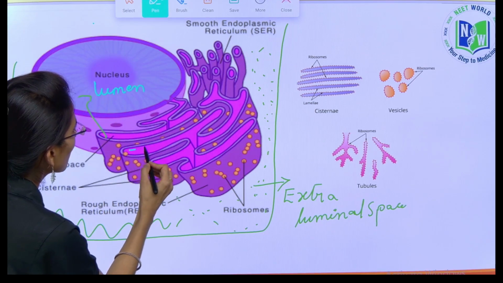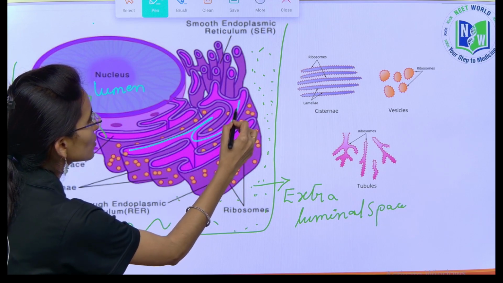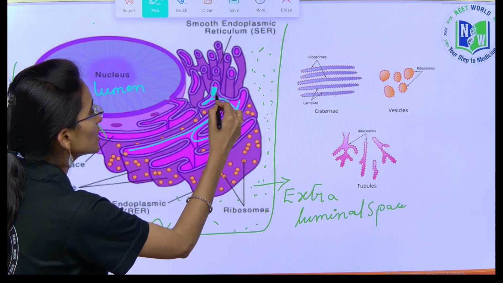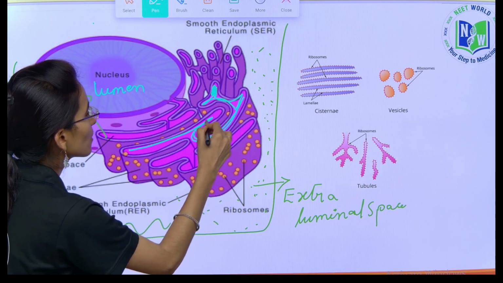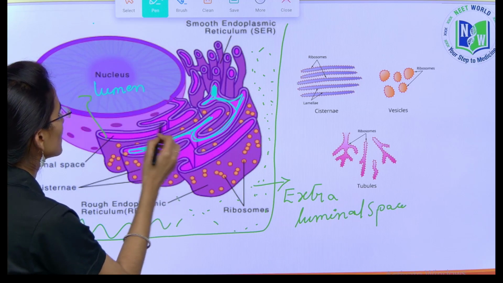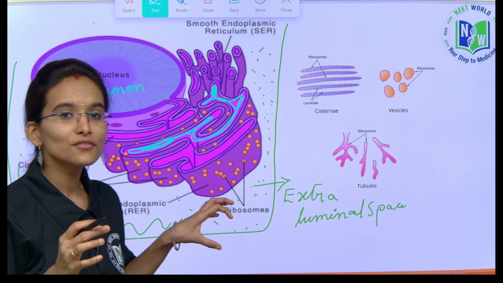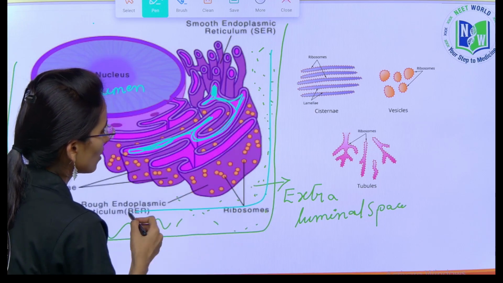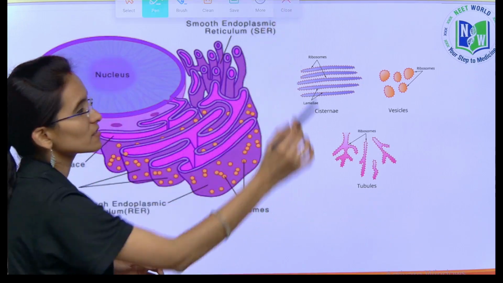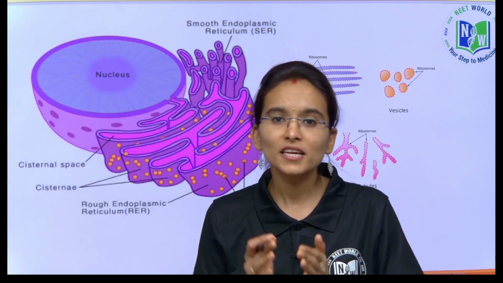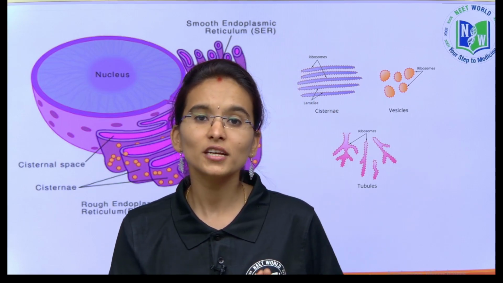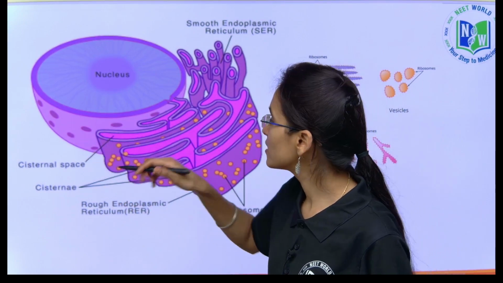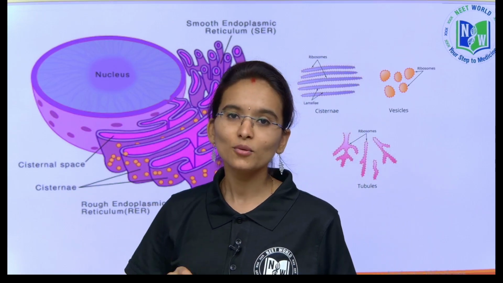Can you see this dark pink colored structure? This is actually the space which is filled inside the compartments of the endoplasmic reticulum. This fluid is called the lumen, whereas the substance present outside the endoplasmic reticulum is called the extraluminal space. Clear with these, children? The space present outside the endoplasmic reticulum is called the extraluminal space, whereas the space enclosed in the endoplasmic reticulum is called the lumen.